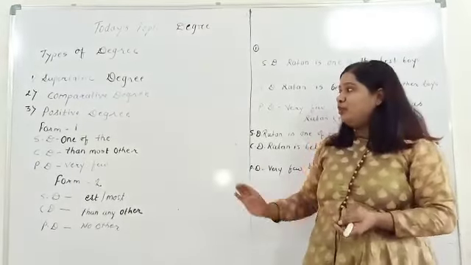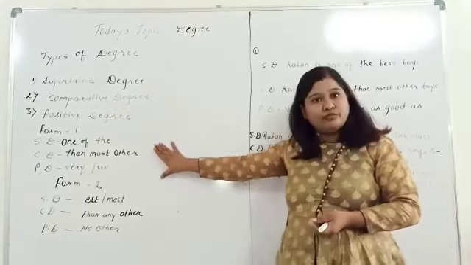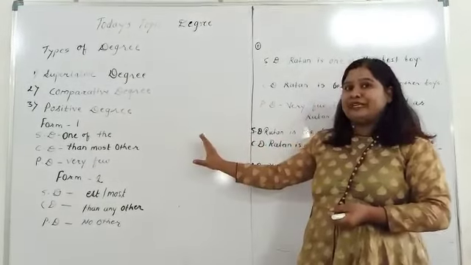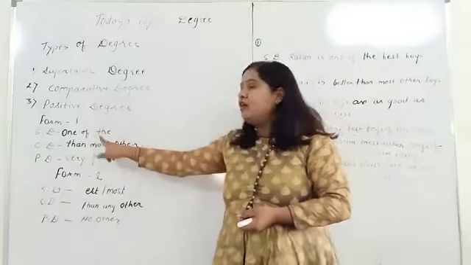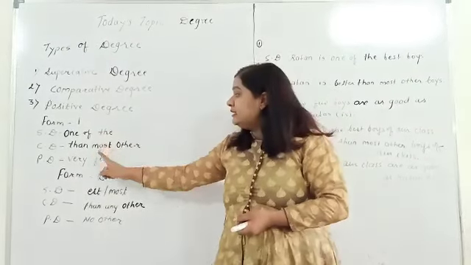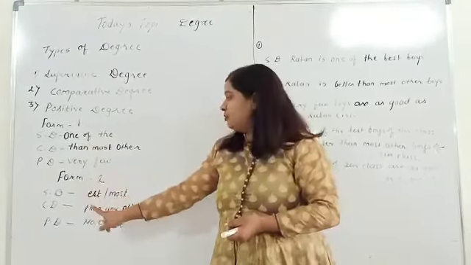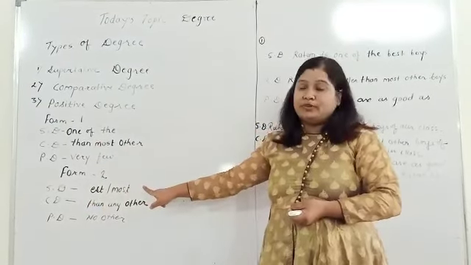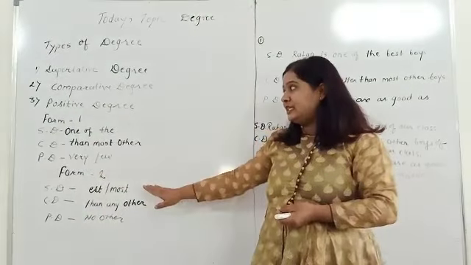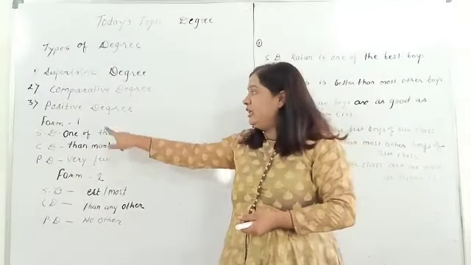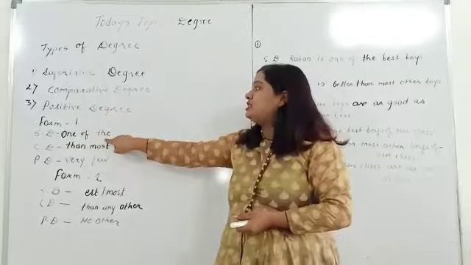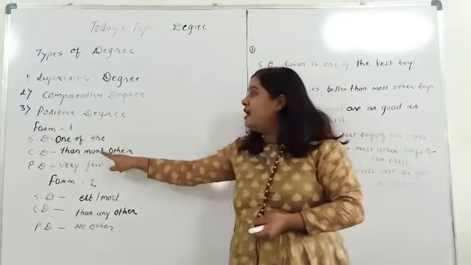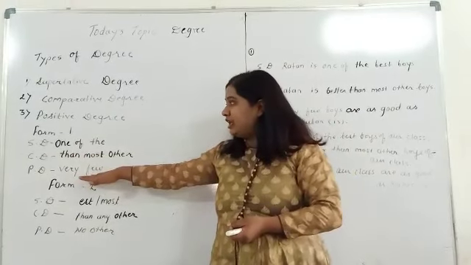Students, I hope you understood the difference between form 1 and form 2. In form 1, in superlative degree, what will be there? One of the will be there. On the other hand, in form 2, in superlative degree, what will be there? Either est or most form of the adjective. In comparative degree, in form 1, if we see one of the, we will transform that into than, most, other, and in positive degree into very few.